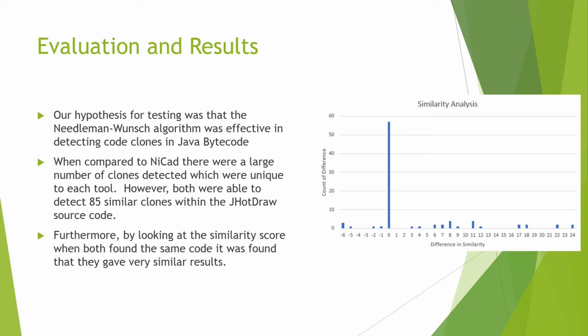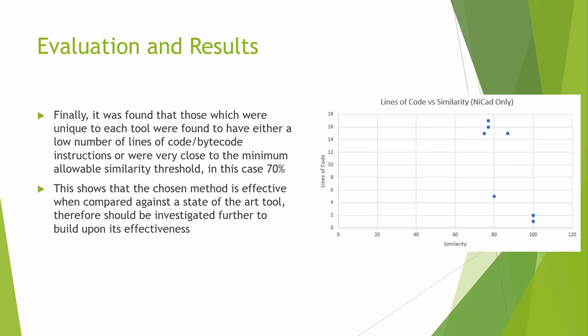Our hypothesis for testing was that the Needleman-Wunsch algorithm was effective in detecting code clones in Java bytecode. When compared to NiCad, there were a large number of clones detected which were unique to each tool. However, both were able to detect 85 similar clones within the JHotDraw source code. Furthermore, by looking at the similarity score, when both found the same code clone, it was found that they gave very similar results.